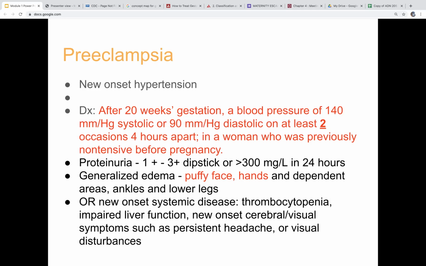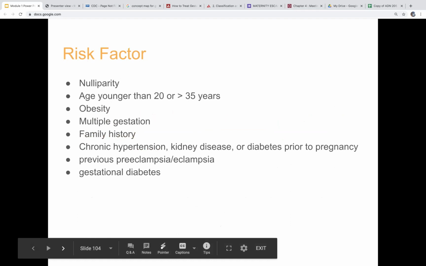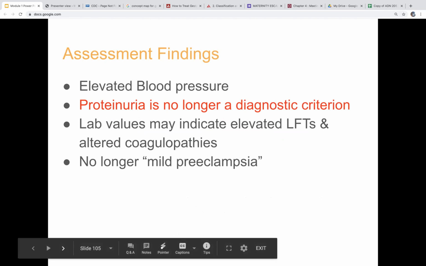systemic disease, like thrombocytopenia, impaired liver function, any cerebral visual issues. Here's your neuro assessment again: persistent headaches, visual disturbances. So risk factors, I'm not going to read this slide. They did a great job of going over that in the video, but definitely make sure you know that. Assessment findings, again, the blood pressure is our biggest one.